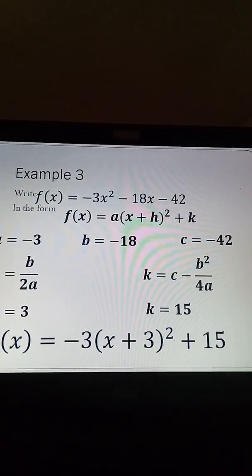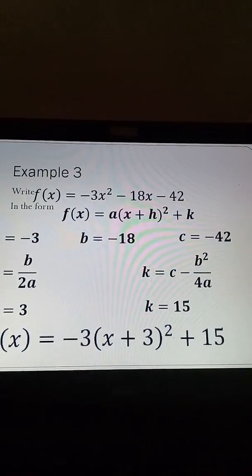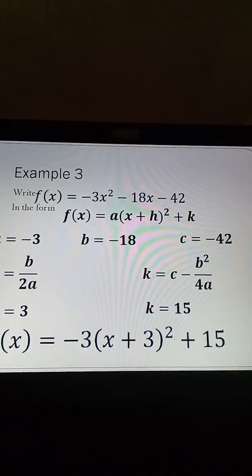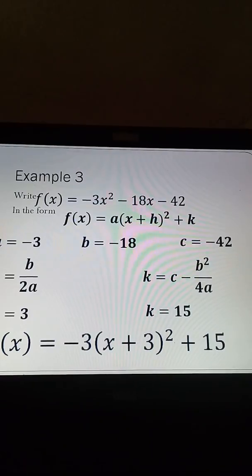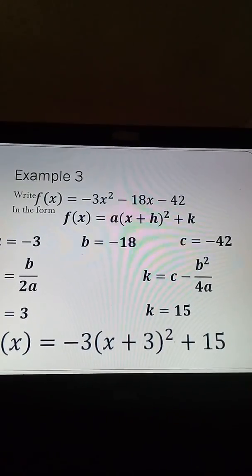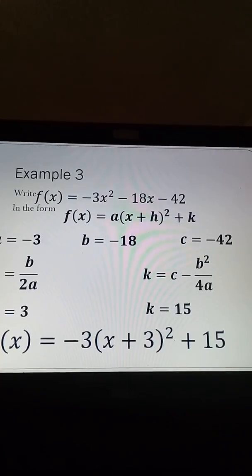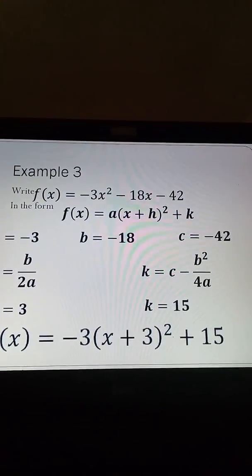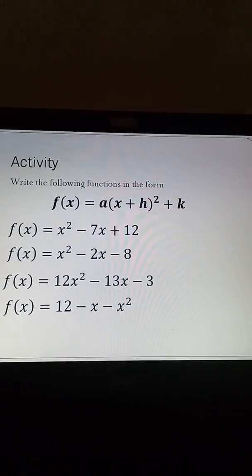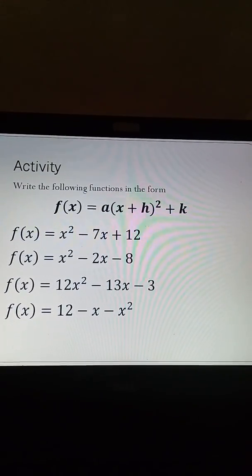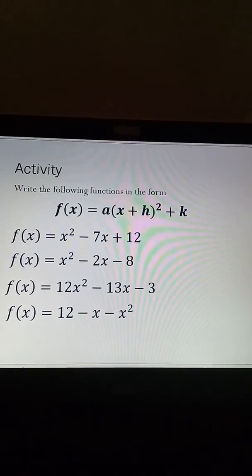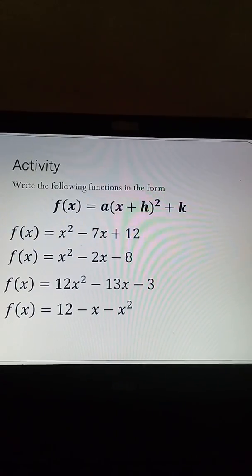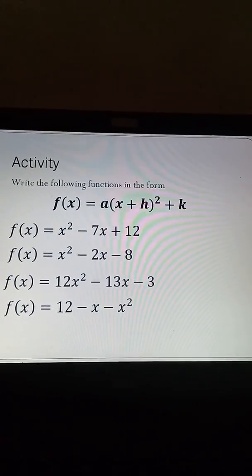So all that you're doing, you're identifying what is a, what is b, what is c, substitute it in the formula to find h, substitute it in the formula to find k, and then rewrite the function in the form a(x + h)² + k. Just replace the a, the h, and the k. Now these are yours to complete. So convert all of these functions to the form a(x + h)² + k.